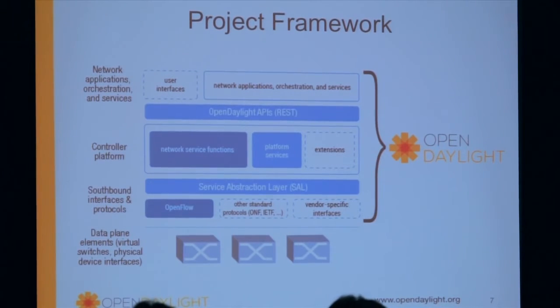So rather than programming in the nitty-gritty of OpenFlow, for example, you would program flows, and whatever it is that can fulfill the flow programming southbound for you is what gets used. Above that, you have common network service functions, platform services, extensions to the controller, all of which will then expose REST APIs north, where applications, orchestration systems, and other services can program the controller.